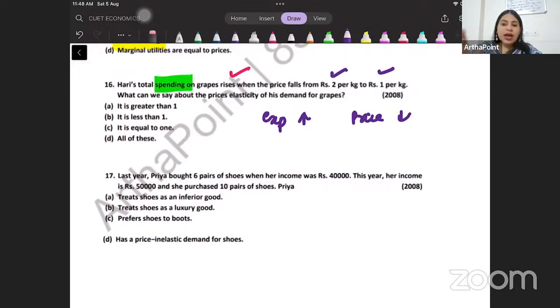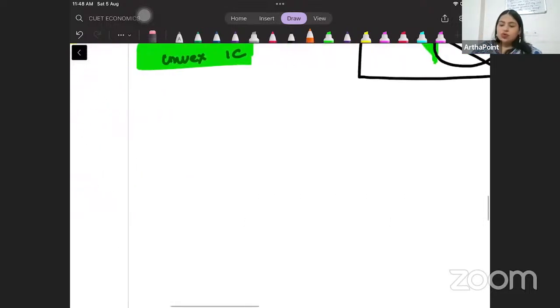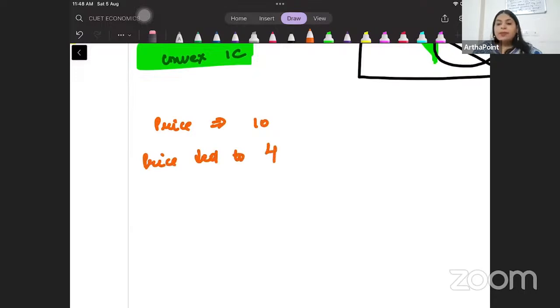When they move in opposite directions, what did I just teach? That elasticity will be less than 1? Greater than 1. It will be more elastic. So the answer to this will be greater than 1. That's the answer to this question. Okay? If you don't remember this, there is an easy way. Suppose my price earlier for a good was 10. Now let's say that price has decreased to, suppose, 4. Beta, when price decreases, when will I be elastic?